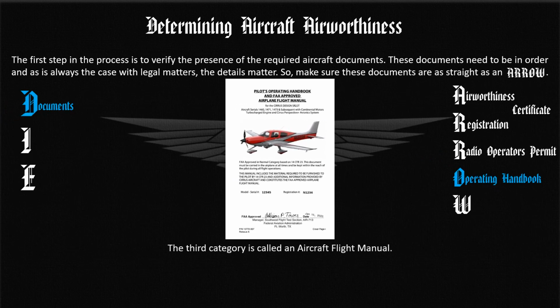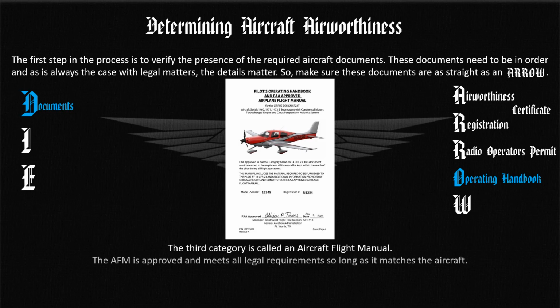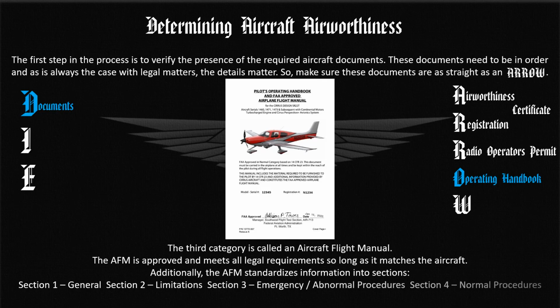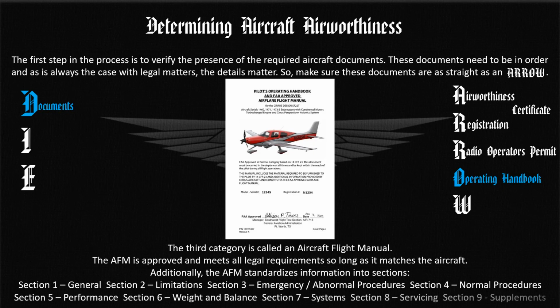The third category is called an aircraft flight manual. The AFM is approved and meets all legal requirements so long as it matches the aircraft. Additionally, the AFM standardizes information into sections. Section 1, General. Section 2, Limitations. Section 3, Emergency or Abnormal Procedures. Section 4, Normal Procedures. Section 5, Performance. Section 6, Weight and Balance. Section 7, Systems. Section 8, Servicing. And Section 9, Supplements.